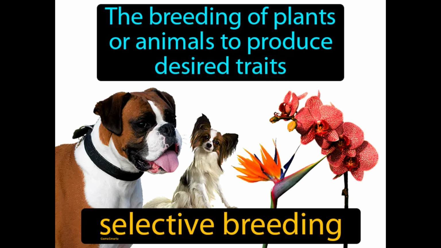The breeding of plants or animals to produce desired traits. Selective breeding. Selective breeding is when humans choose certain plants or animals with specific traits to reproduce, so the offspring have those desired traits too.